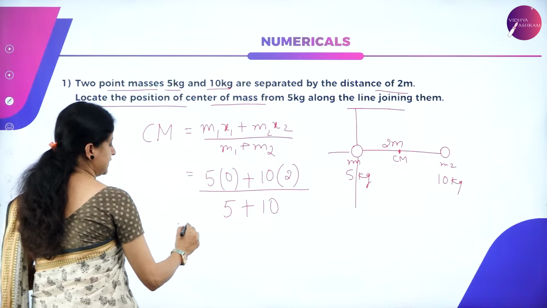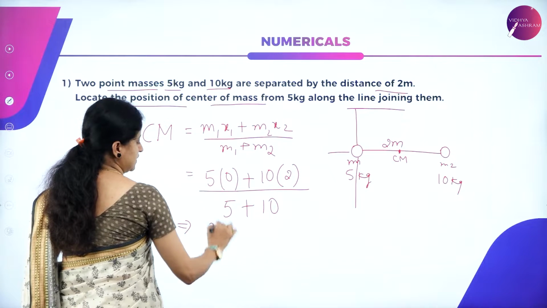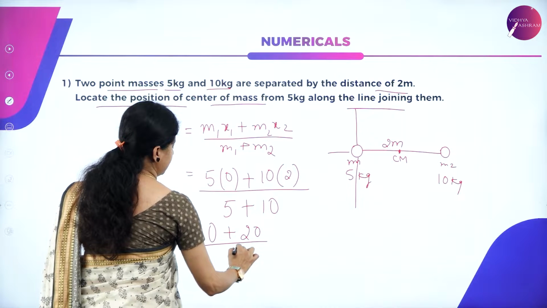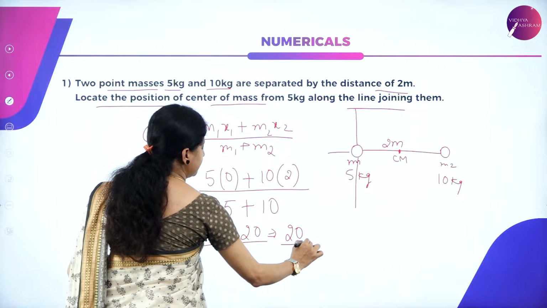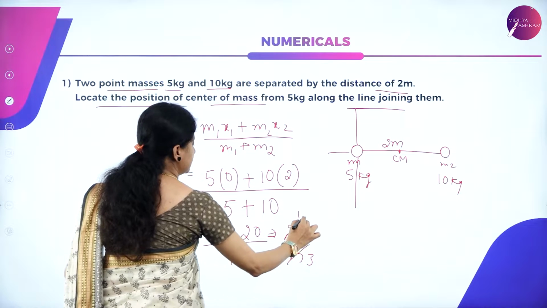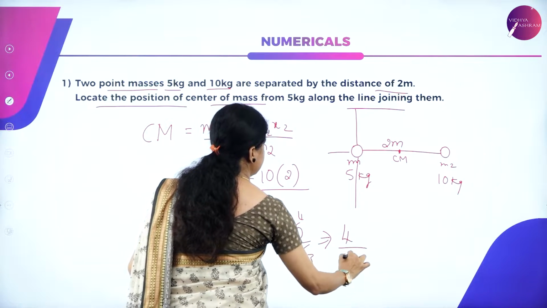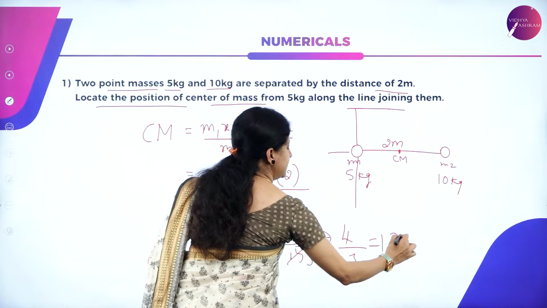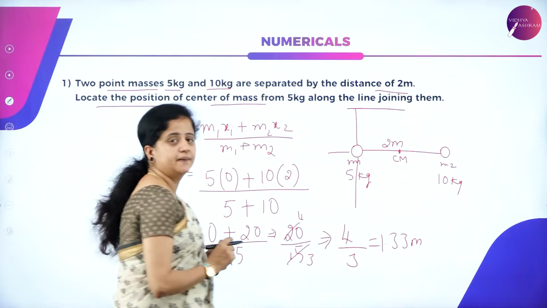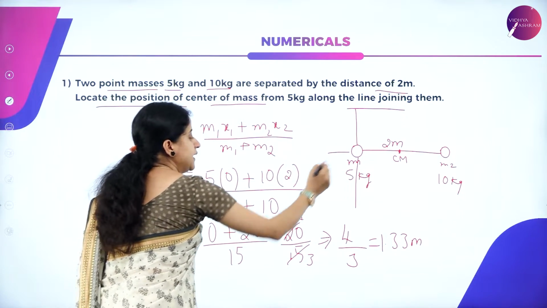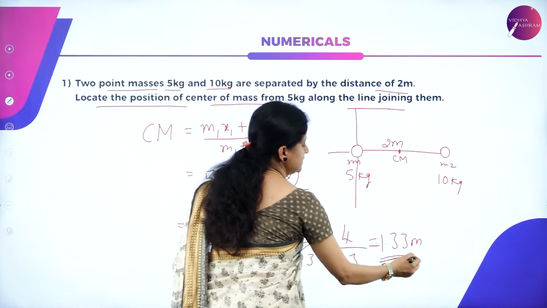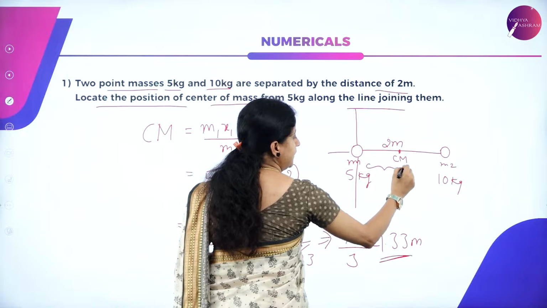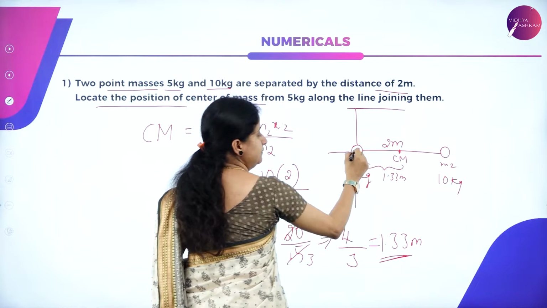that is 5 plus 10. So we will get in the numerator 5 into 0 is 0 plus 10 2s are 20 divided by 5 plus 10 is 15. So we will get 20 divided by 15. 5 3s are 15, 5 4s are 20. So it is 4 by 3. The value of 4 by 3 is 1.33 meter from the origin, or from the point where mass m1 is located. So center of mass is located at a distance of 1.33 meter from this point.